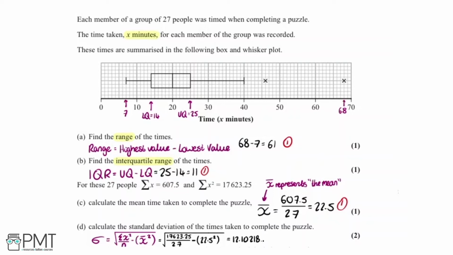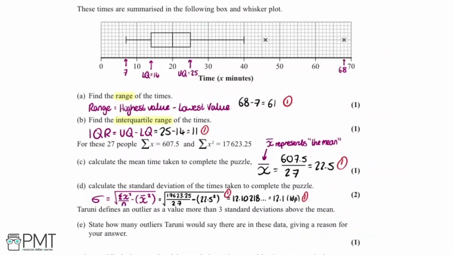12.10218... Now I'm going to round that to 1 decimal place, so that's 12.1 to 1 decimal place. And in this question we get 1 mark here if we get up to this part, so subbing in the values. And then we get a second mark over here for getting all the way to the correct standard deviation.